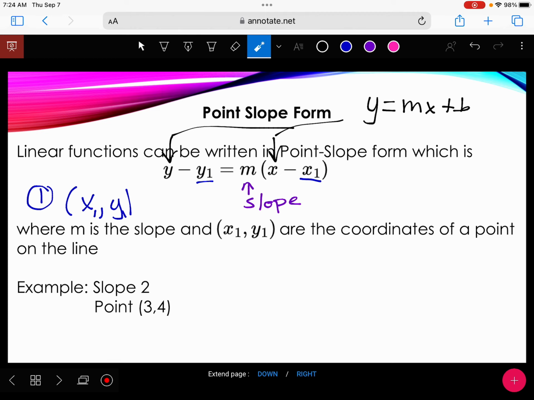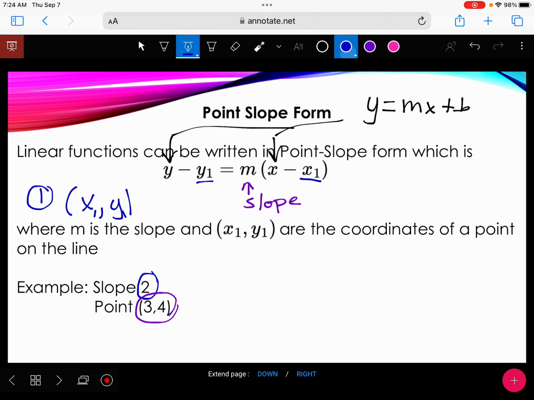So you want to make sure you have down the y minus y1 equals m times the quantity x minus x1. So for example, at the bottom down here, what are we going to get with a slope of 2 and a point of 3, 4?